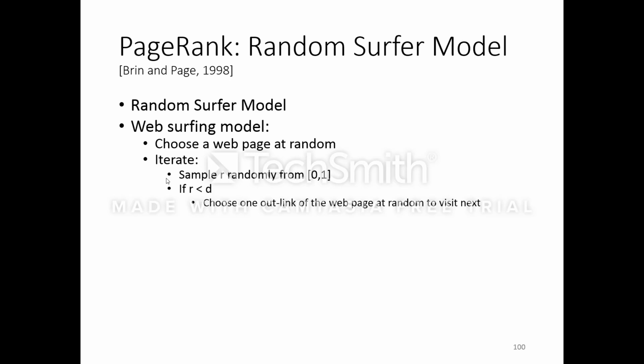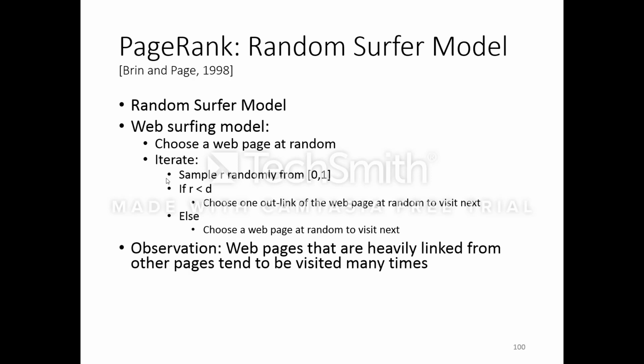Okay. So if D is equal to 0.6, with a 60% chance, you choose one of the outlinks of the web page. So if there are 3 outlinks, each one of them is chosen with a 20% chance. And otherwise, so essentially you have a 60% chance of following a link from the present web page that you're on, and for the 40% chance, you simply choose a web page at random to visit next. And you do this over and again until you're bored with web browsing and you decide to call it quits.